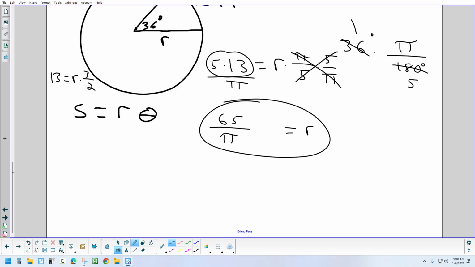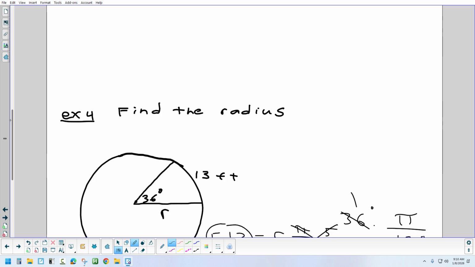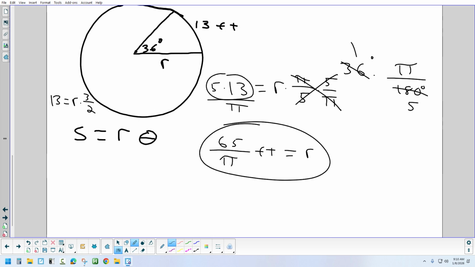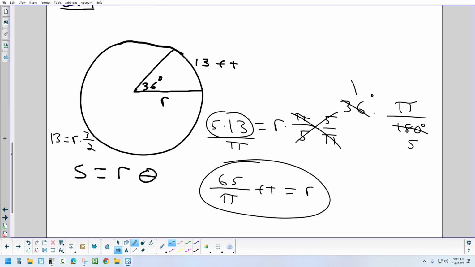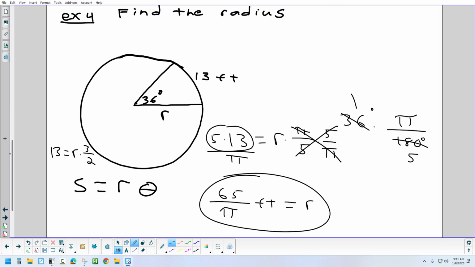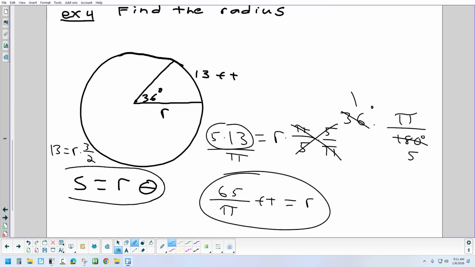What were the lengths measured in this problem? Feet. Yep. So if they asked you for the decimal, like round to 2 decimal places, we just type in 65 divided by pi. Again, they didn't ask for that in this problem, but if they did, you'd say 20.69 feet. All right, so any question on using S equals r theta to solve for the S, the r, or the theta?